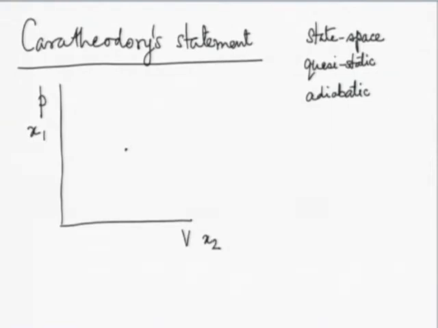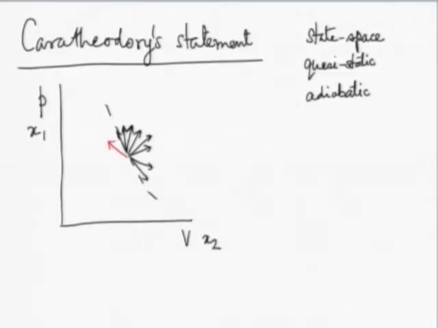And then he says that in the neighborhood of this state, there are a few states which are not accessible from this given state by quasi-static adiabatic processes. What it means is, if you start from a given state and execute as you wish processes which are quasi-static and adiabatic, you will reach only a certain part of the state space. Quasi-static adiabatic processes can take you here. But there will be other states, for example, you cannot go here, you cannot go here, you cannot go here. These are states which are not accessible.